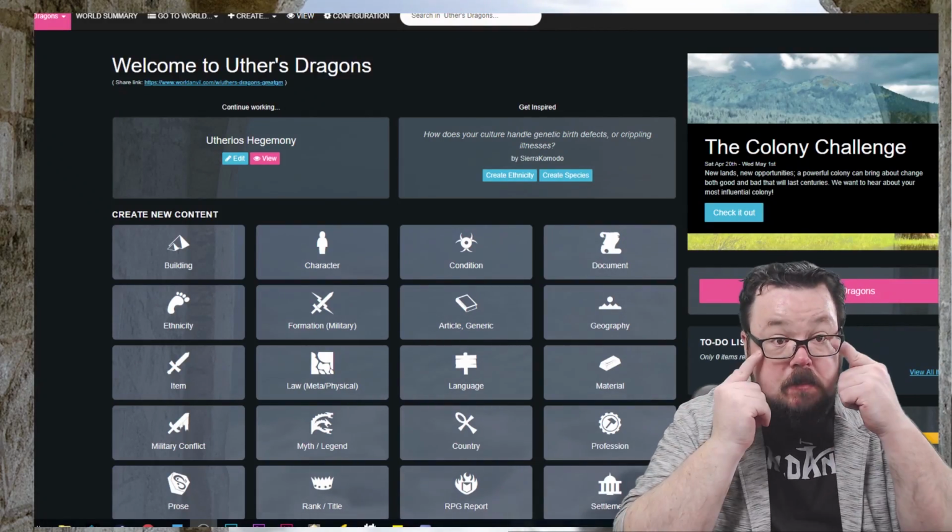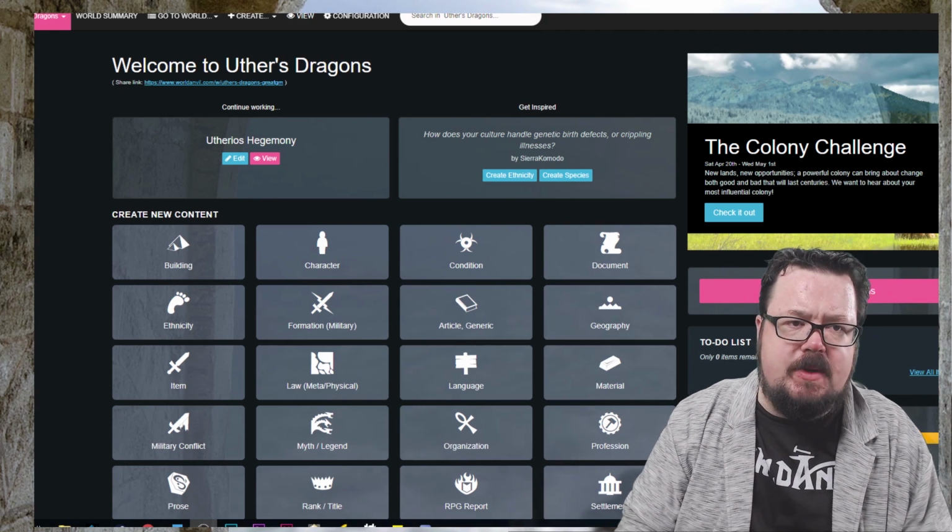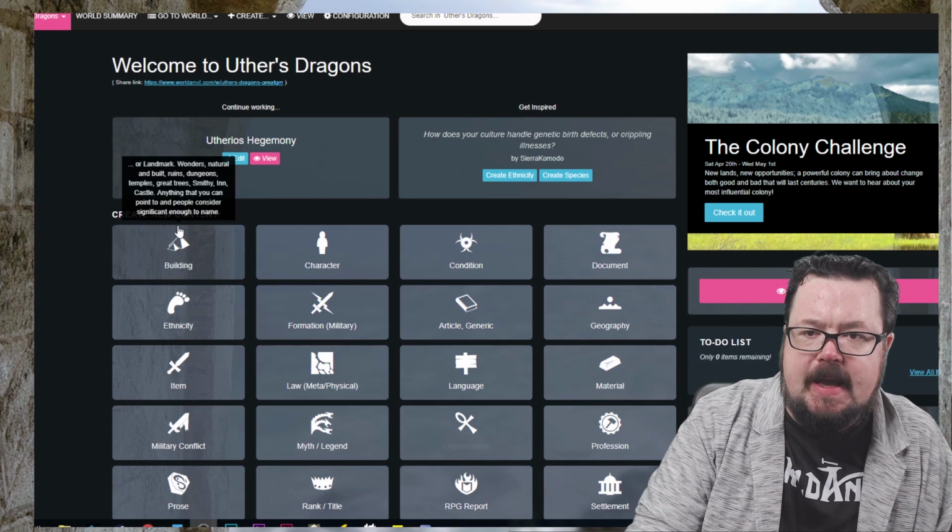But adding to that is not just a simple case of filling out a form. Well, actually it is, because of World Anvil, but it's not. No, that's it. It is as simple as that. Let's go and have a look. So we're going to have a look now, and we're going to unpack these critical components. So here we go. This is Uther's Dragons. This was the page that we created for our campaign.